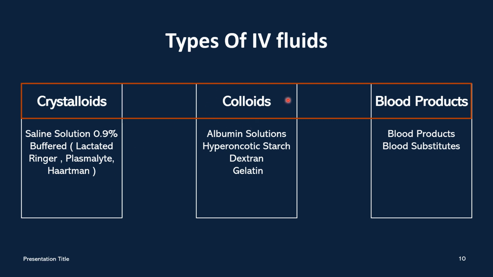The other type of IV fluids is colloids. Colloids have a higher oncotic pressure than crystalloids. The most commonly used are albumin-containing solutions of 4% solution, hyperoncotic starch, which is currently no longer in use in most countries, dextran, and gelatin-containing colloids. The most famous kind of IV given fluids is blood products. These blood products can include whole blood, packed RBCs, plasma, etc. Another kind of blood products is blood substitutes.